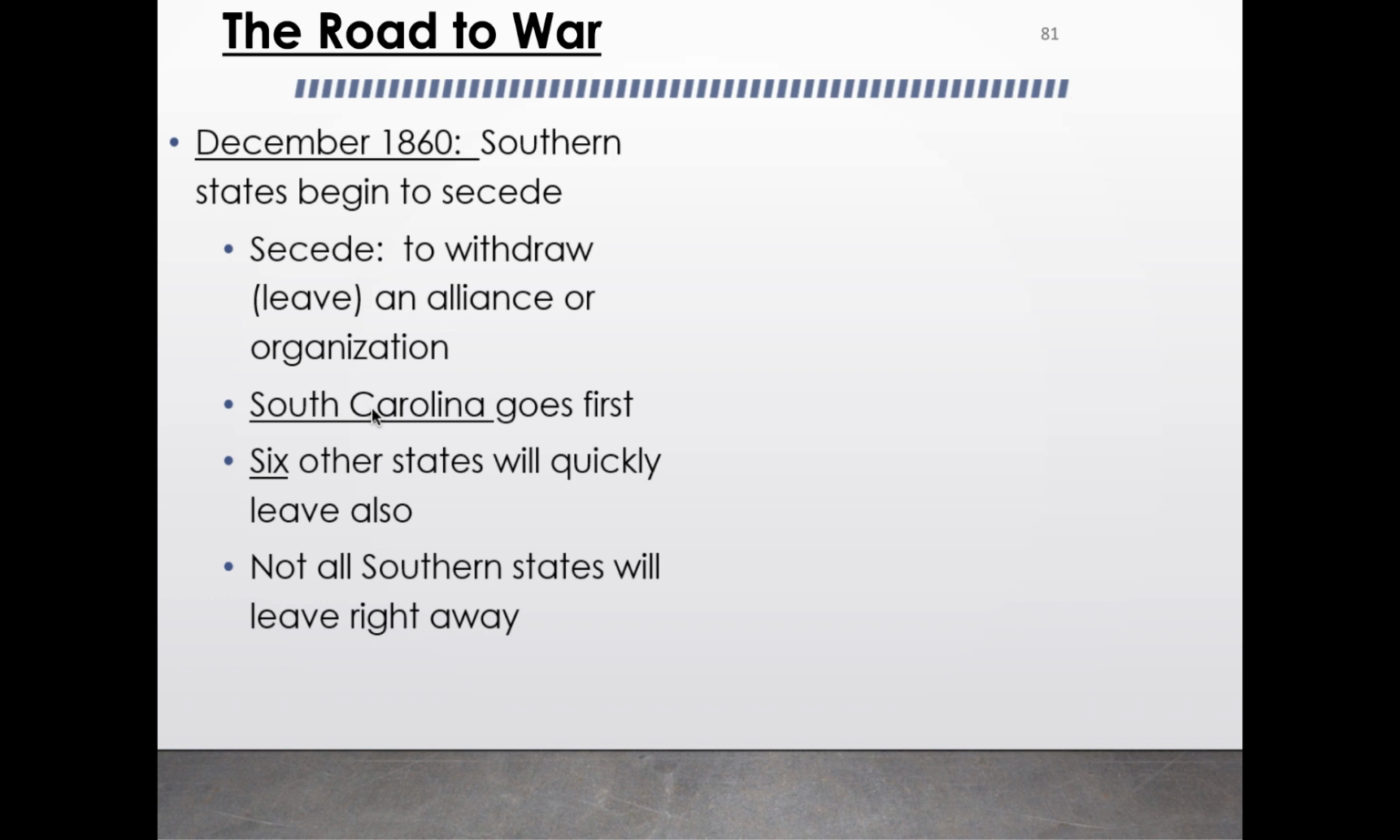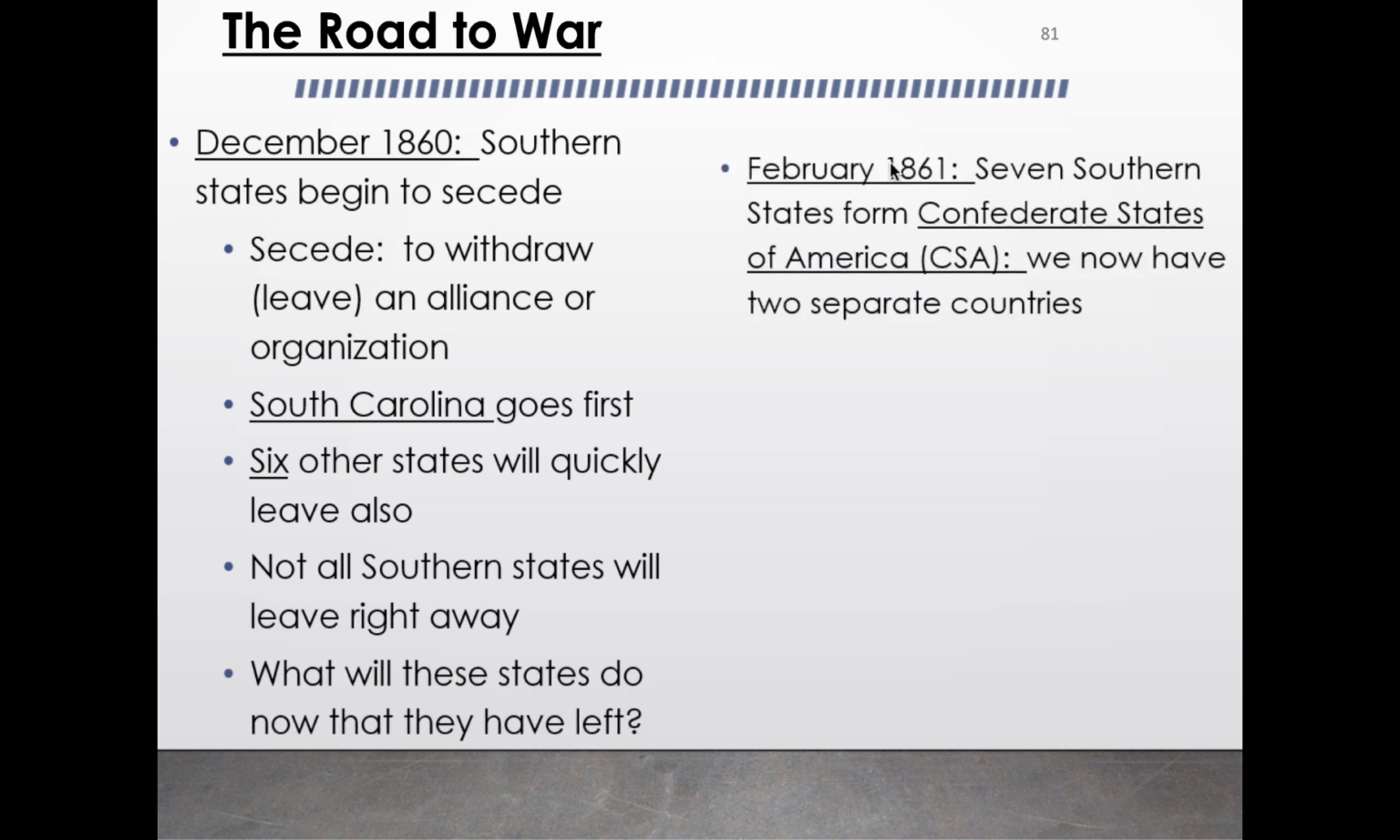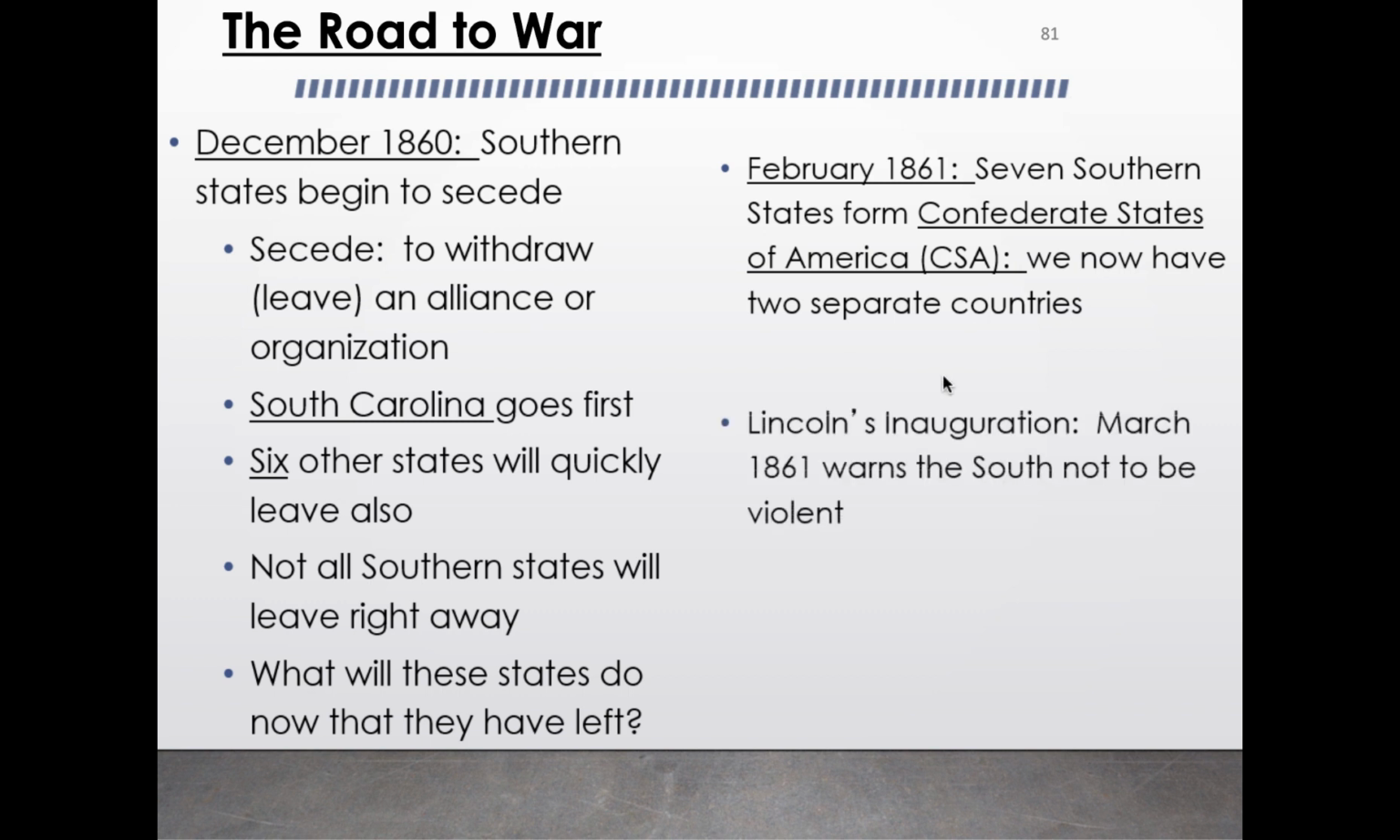So they've left. So what do they do now? Well, the next step is they form their own country. And this happened in February 1861. 7 southern states form the Confederate States of America. So we now have 2 separate countries, the United States and the Confederate States. And the Confederate States set up government. They had Congress, they had elections, they had a president, they had a vice president. They set up their own currency. They began passing their own laws, forming their own military. So they're operating like a separate country.